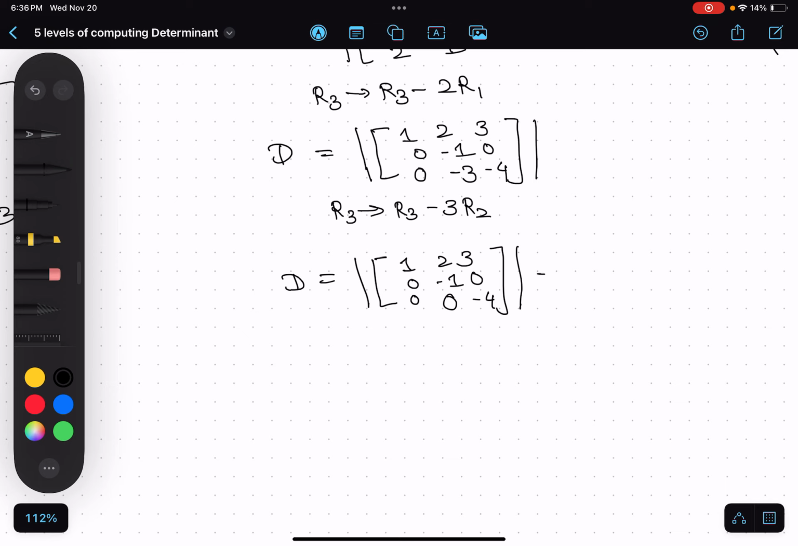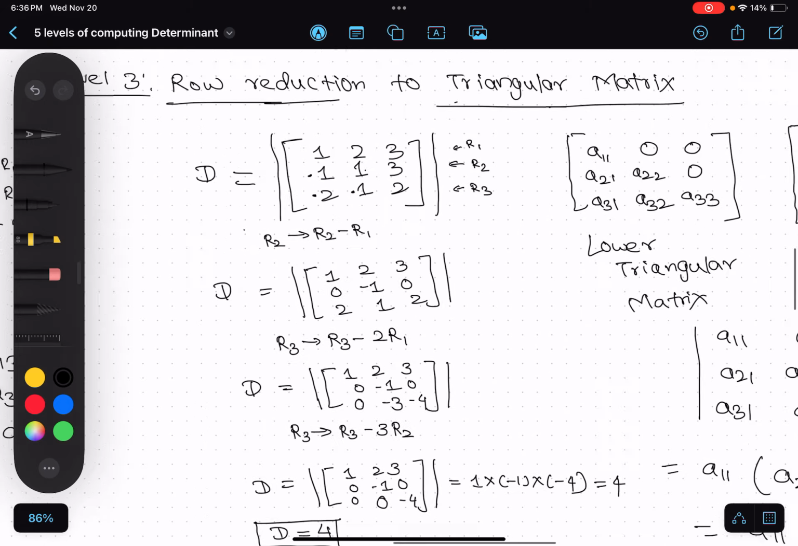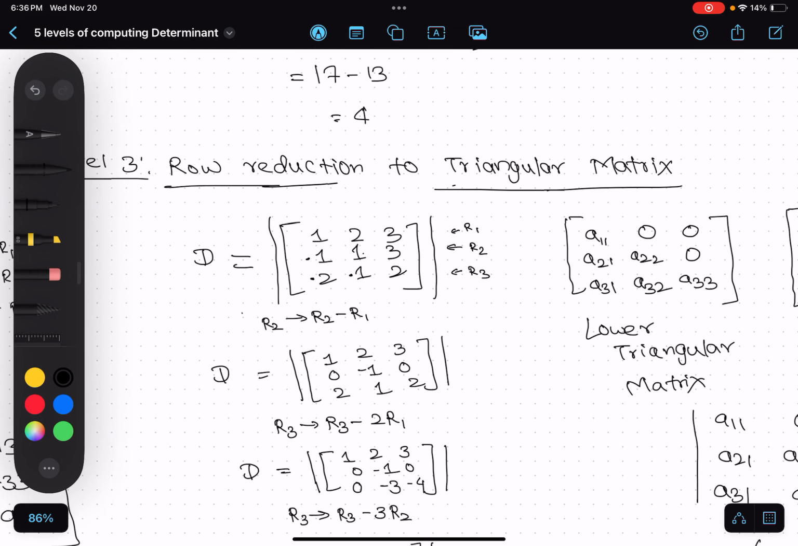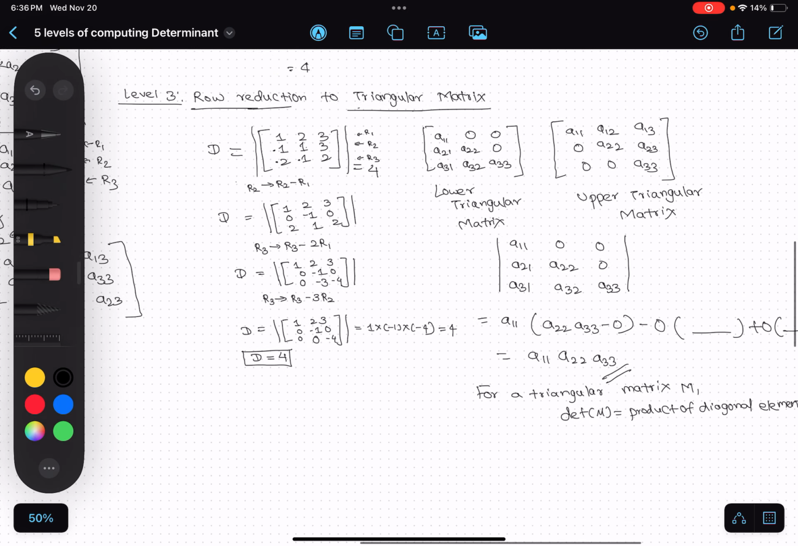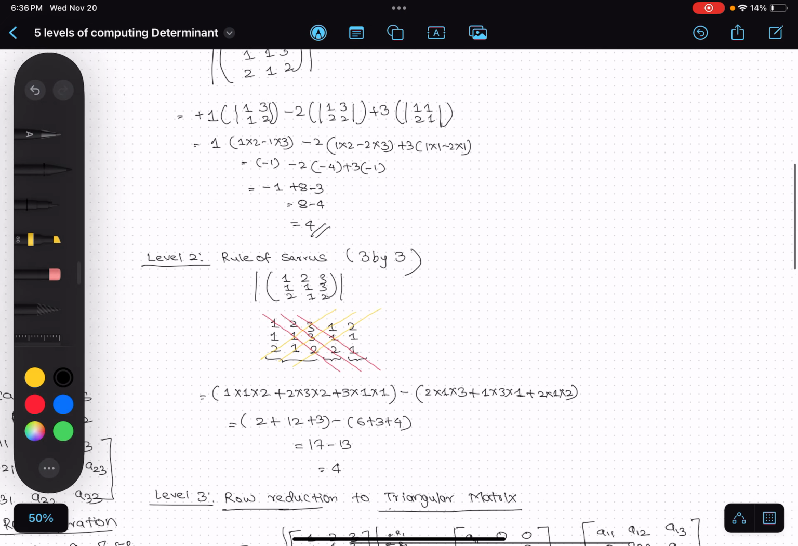So now we can calculate this by just multiplying the diagonal elements, which is 1, negative 1, negative 4, which is just 4. So over here there's no such n times D. If it was there, we would have taken n to the other side and divided. But since there is no such thing, D is just 4. We had said that D is the determinant of the original matrix, so its determinant is just 4, which is exactly what we got in both Sarrus' rule as well as the regular method, right? Now we are good to go to level 4.